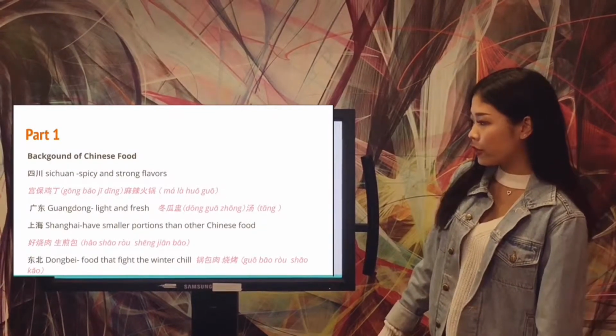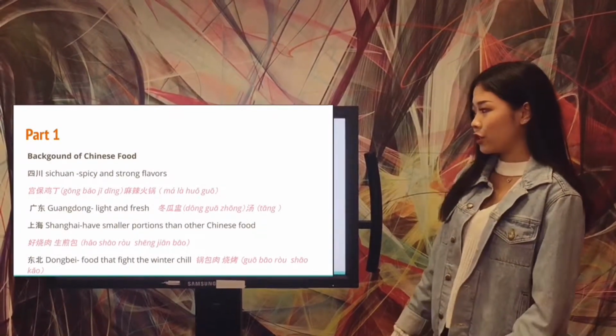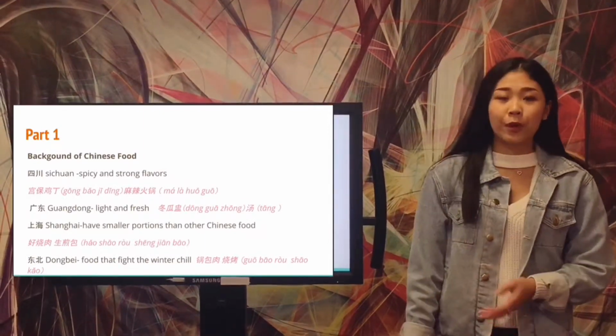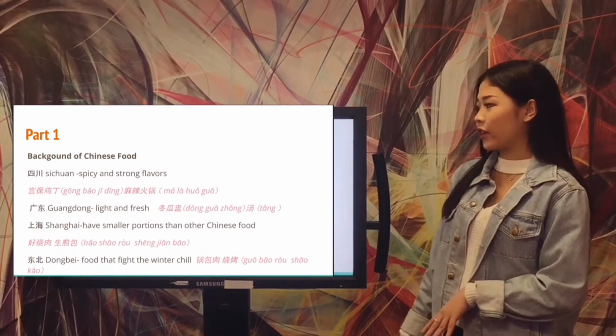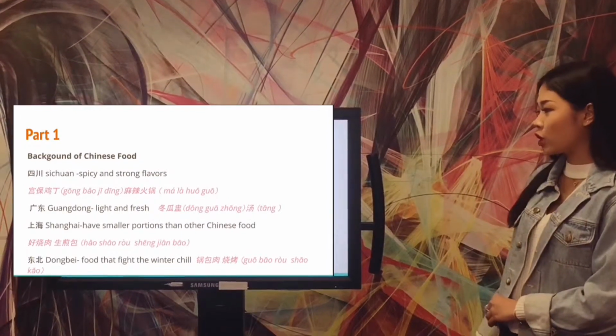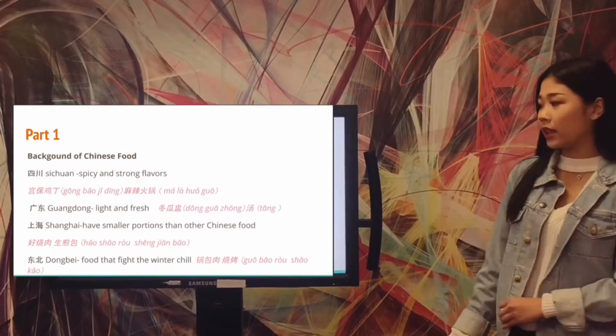The second Chinese food that I want to introduce is Guangdong food. Guangdong food is mostly really light flavored and also really fresh. For example, soup and donggua. Donggua means winter melon.